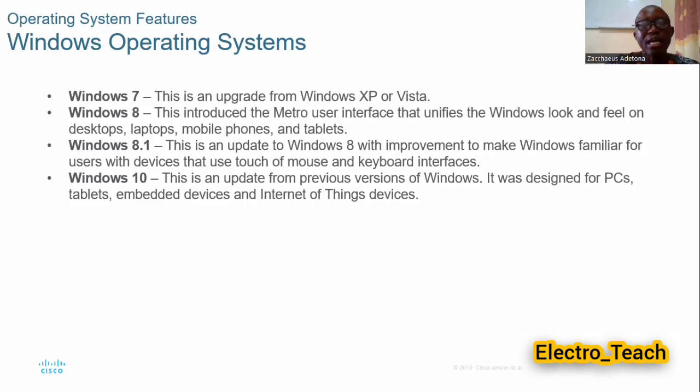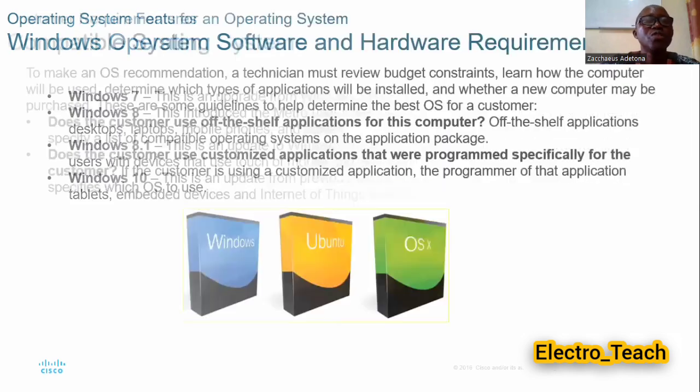Windows 10. Windows 10 is an update from previous versions of Windows, an update from Windows 7 or an update from Windows 8. So you can go from Windows 7, Windows 8, or 8.1 and upgrade to Windows 10. It was designed for PCs, tablets, embedded devices, and even Internet of Things devices. So it's not only to be used on computers; you can use it on several other devices: tablets, embedded systems, Internet of Things devices, and so on.